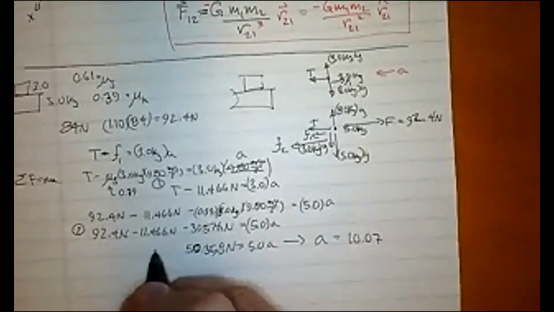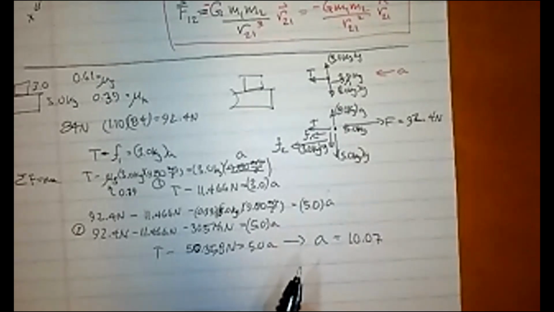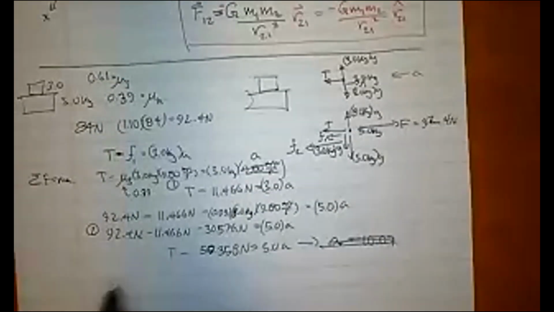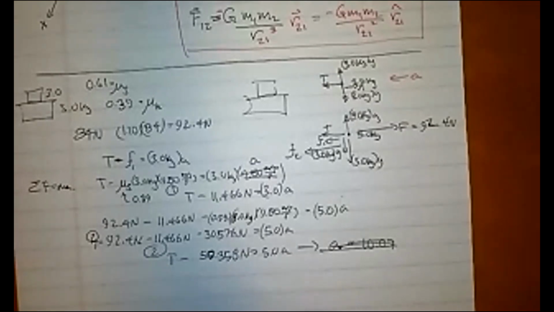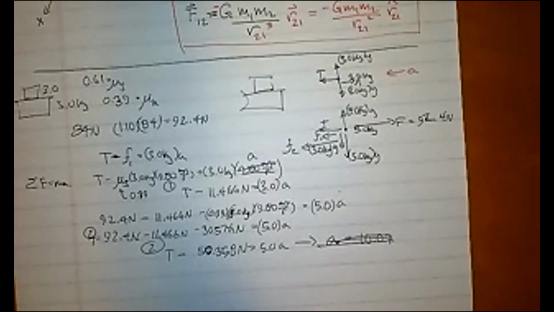makes more sense. So it's T minus that, and that should all equal 50A. So scratch that. Thank you. That's a good catch. Equation 2 should be T minus that. All right, now I've got a system of 2 equations, 2 unknowns.